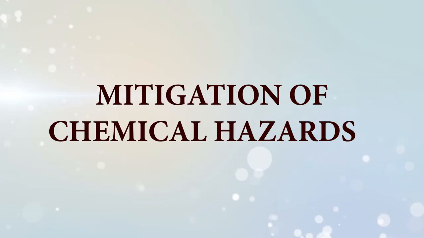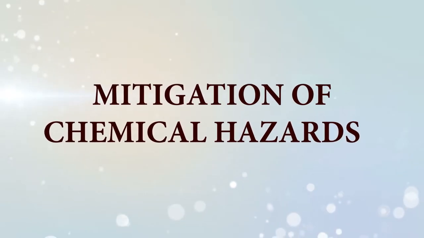MEV002 course, that is Environmental and Occupational Hazards. Today we are going to discuss mitigation of chemical hazards. Learners, in the previous session we learnt about different types of chemical hazards and their adverse health impacts. In this session we will learn about their control, or otherwise we can say mitigation measures.